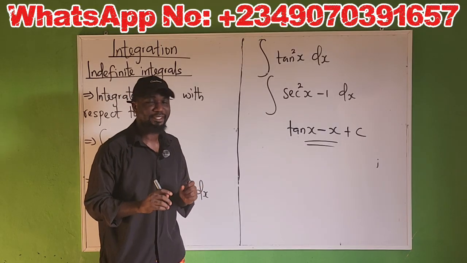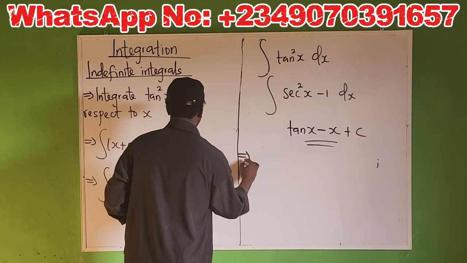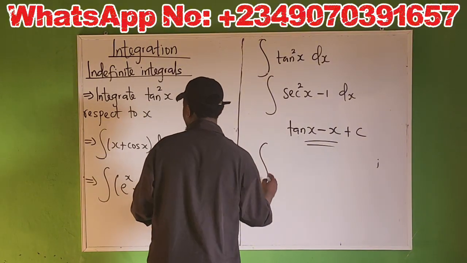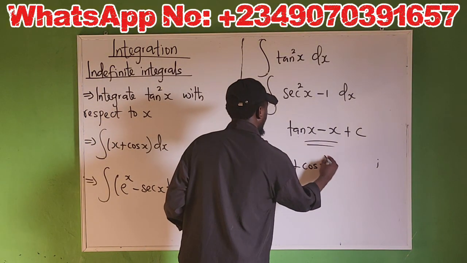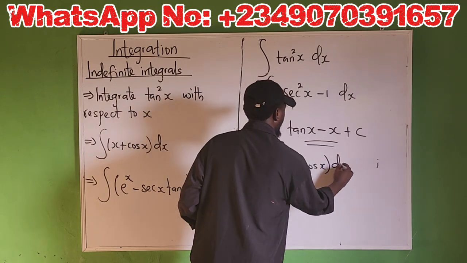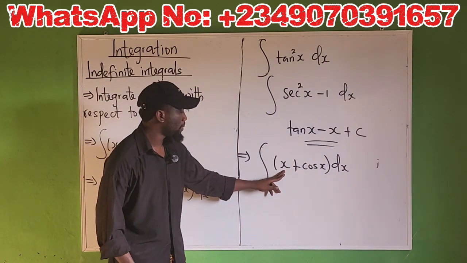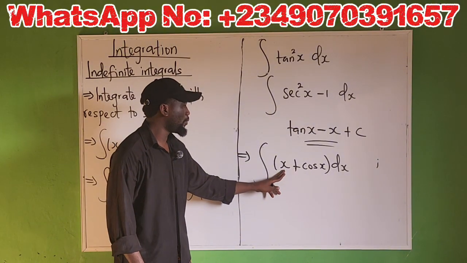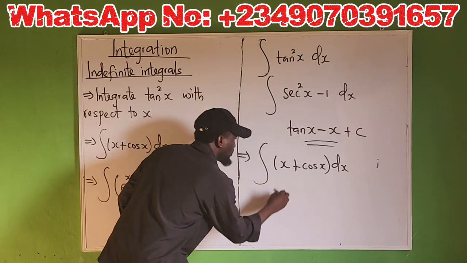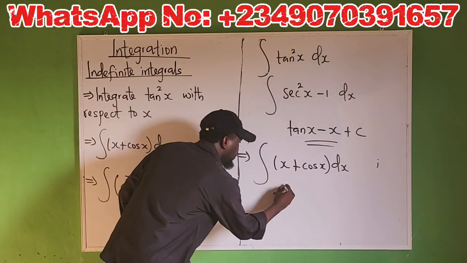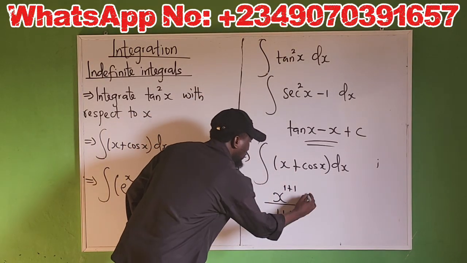Do you understand? All right, so the next one here, we are to integrate x plus cos x with respect to x. So doing this one after the other. For this x here, what is the integral for x? Note that the power is 1, so that will give us x to the power 1 plus 1, then divided by 1 plus 1, then plus.